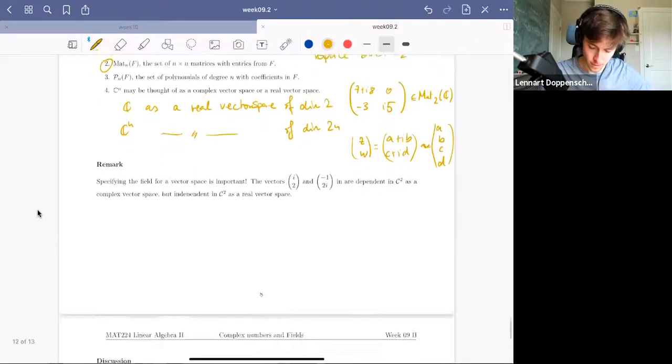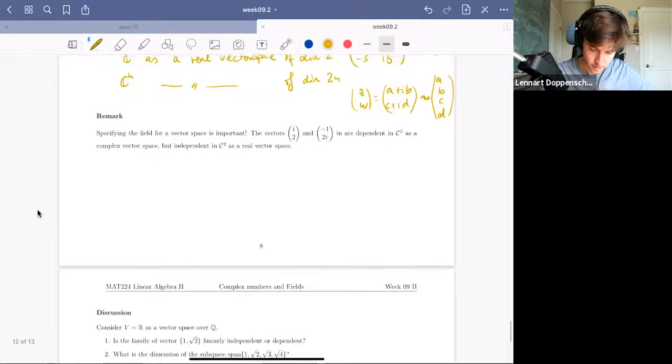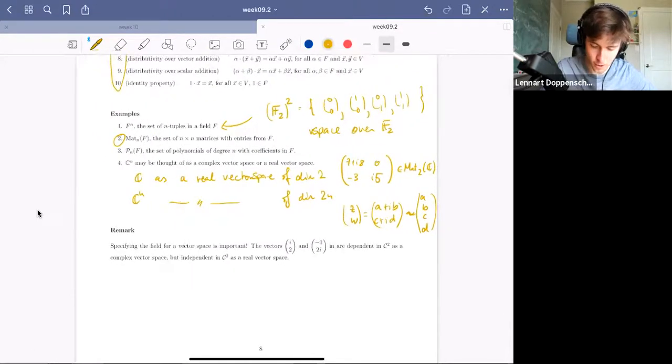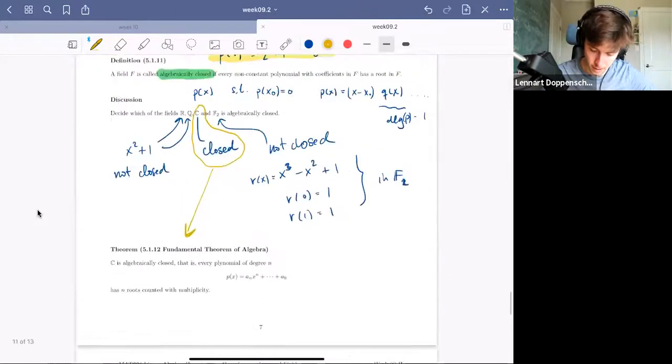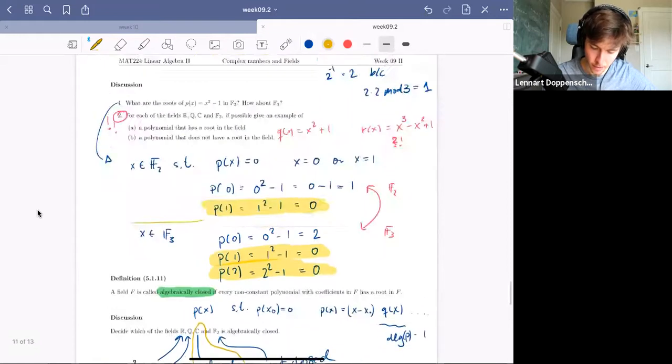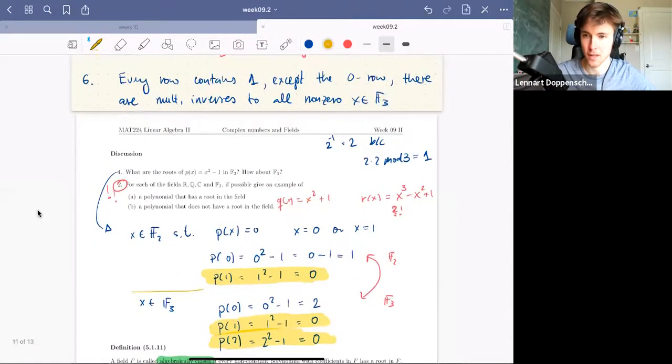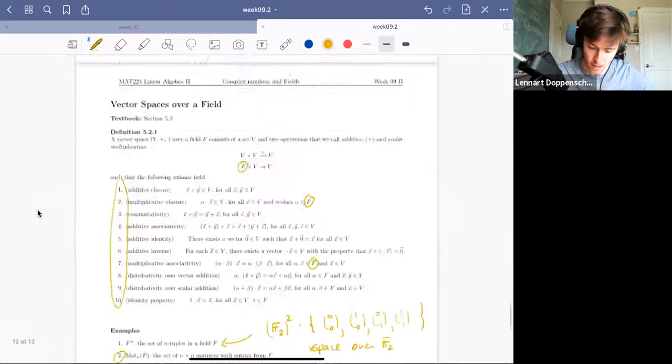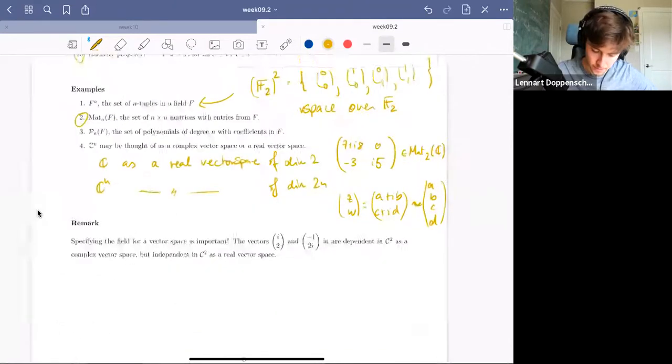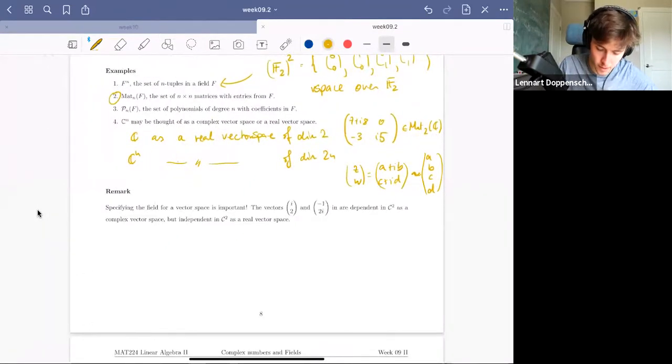Okay, as a remark, this shows the previous discussion mainly: the roots of a polynomial depend very much on the field that you're in, which field is allowed. So it is very important that you specify it's a vector space over the reals, the complex numbers, and so on. For example, the vectors (i, 2) and (-i, -2i) are dependent. Sorry, this should be over C.